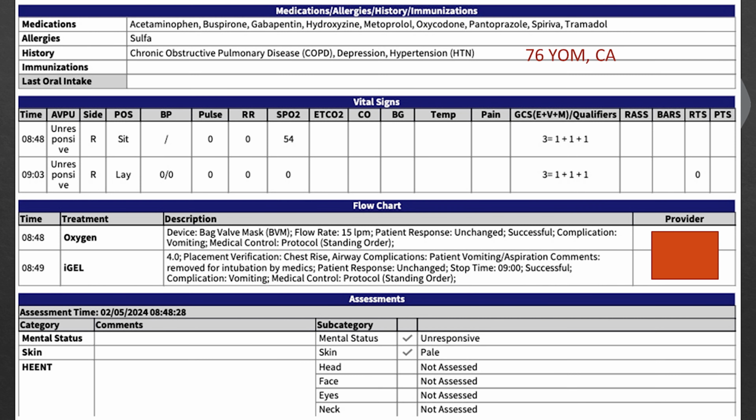Now this patient is going to be a 76-year-old male who's in cardiac arrest, and you can see here that this crew utilized the I-gel. Really good job documenting not just the time, but also that the patient had vomited and that it was removed by paramedics. That's really good documentation here.